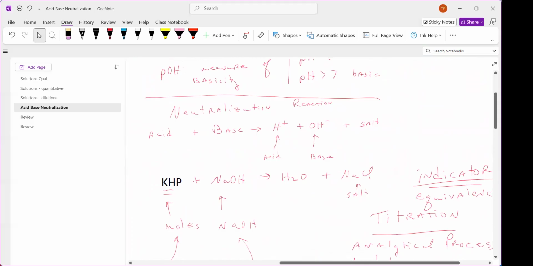Now, there's something called a neutralization reaction. That's when we have an acid and a base. When we put those two together, we form water plus a salt. And when I say salt, that's what's left over after you take out the H and you take out the OH. Whatever's left over is called a salt. And that salt is a cation plus an anion.